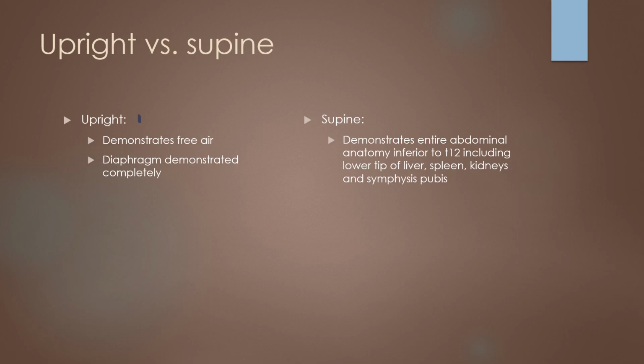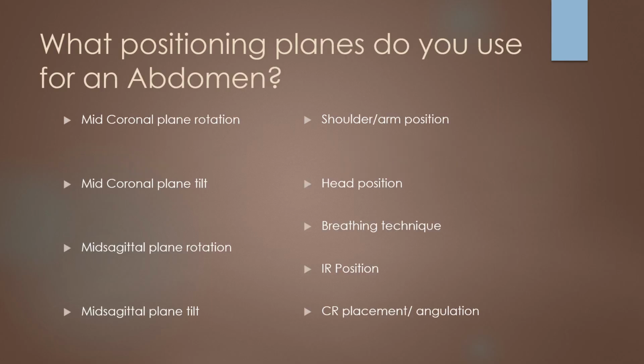Okay, so we have a focus for each of these. Supine, we're really looking at the kidneys, ureter, bladder. Upright, we're really looking for free air and that the diaphragm is intact. Okay, so we're finally on to the abdomen.